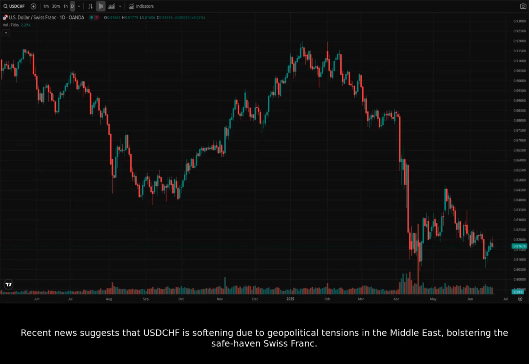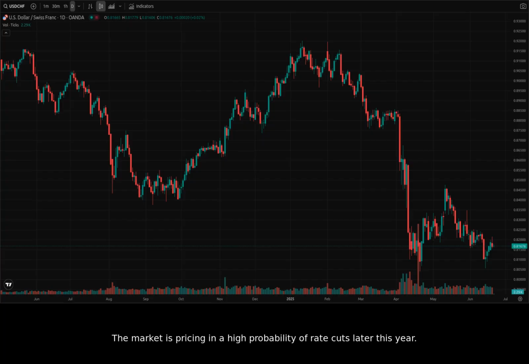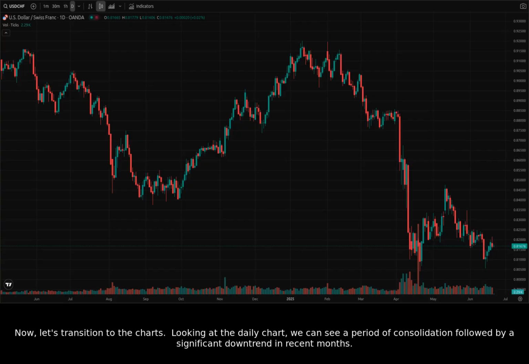safe haven Swiss franc. Also, the Federal Reserve is expected to hold rates steady, increasing anticipation of dovish remarks, which could weaken the US dollar. The market is pricing in a high probability of rate cuts later this year. Now, let's transition to the charts.